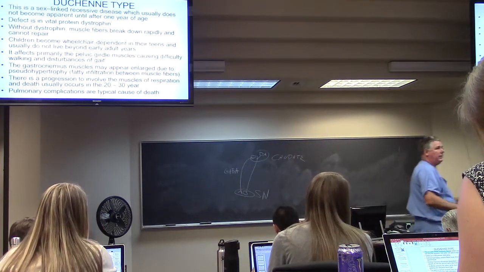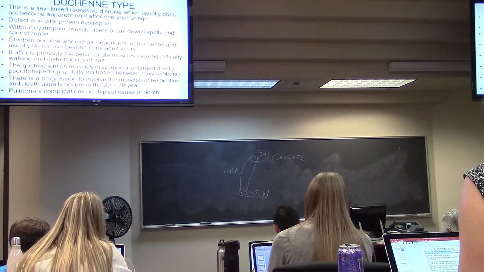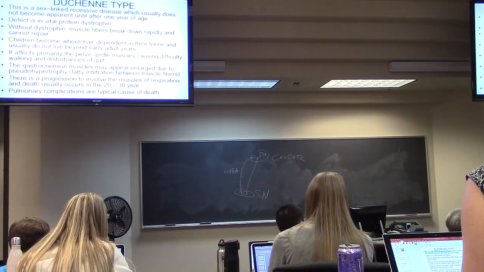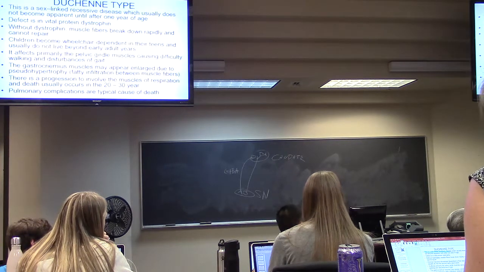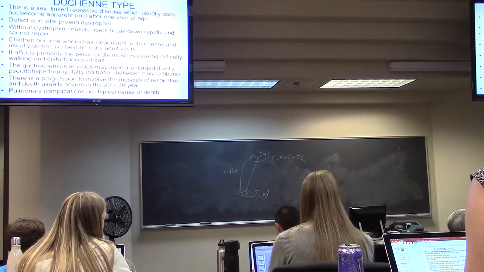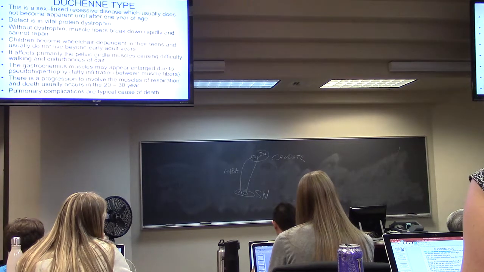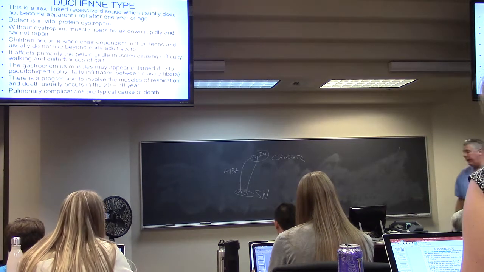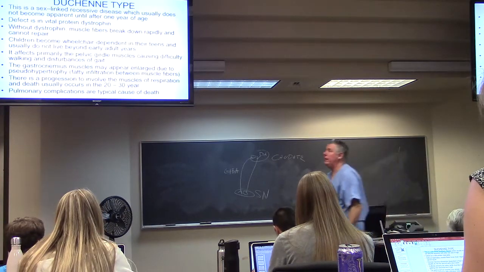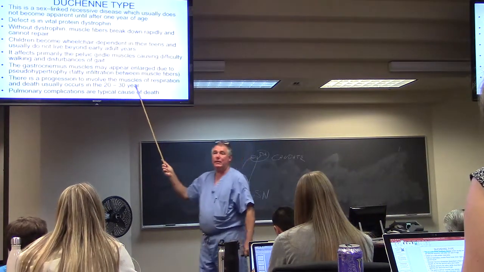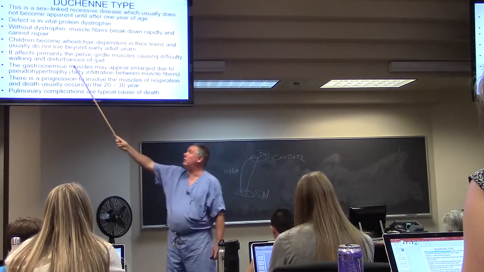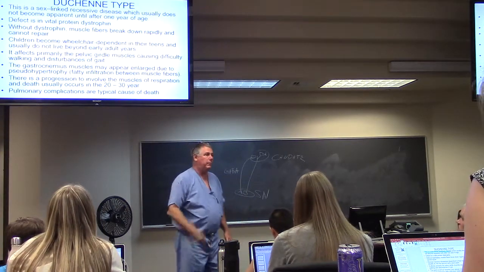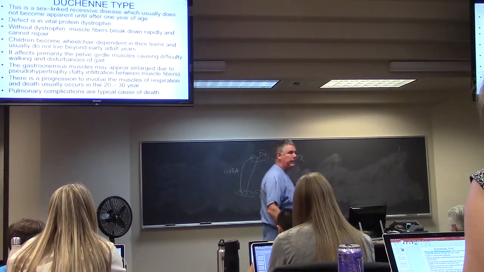So the classic picture of a kid with Duchenne muscular dystrophy is that they're sitting on the ground and you want them to stand up. They can't just stand up like this. What they have to do is roll over and work their way into a standing position. They usually do not live a normal life expectancy. So pelvic girdle muscle, that's what I was trying to say. I said trunk, but pelvic girdle, same thing.